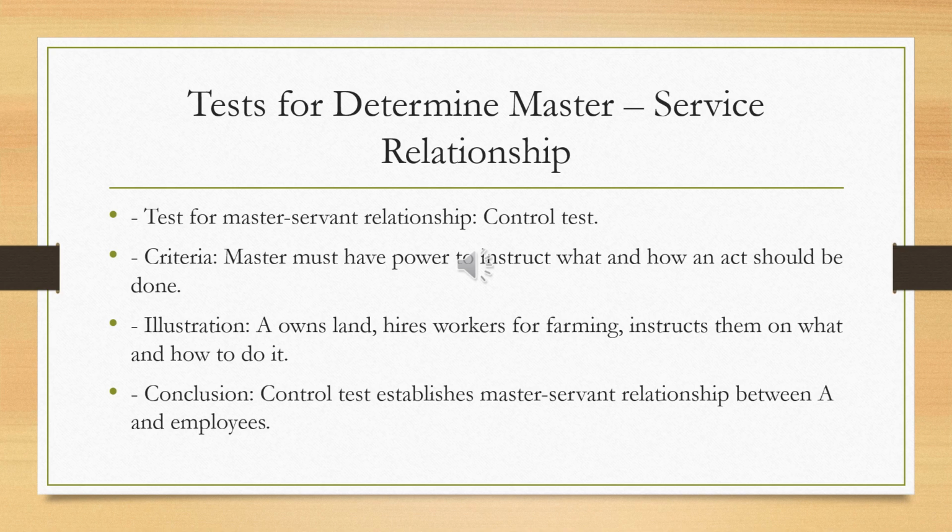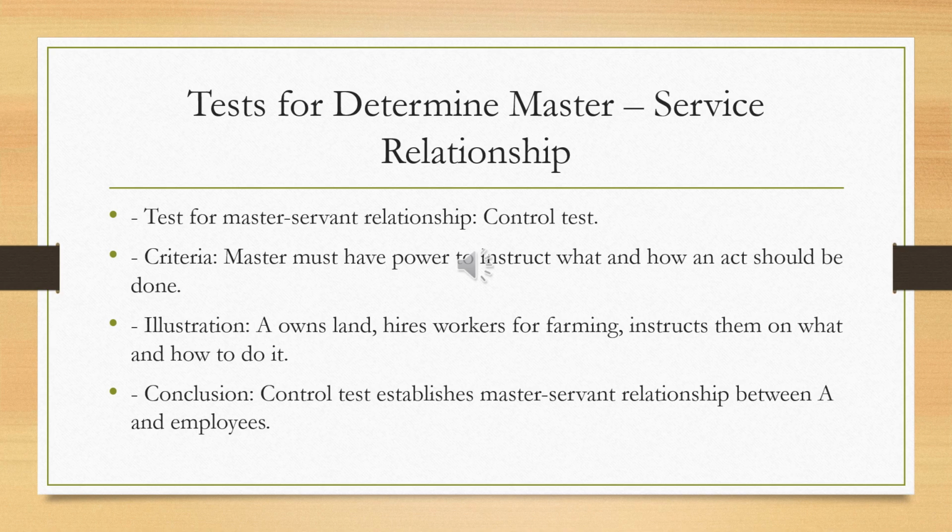Starting with the traditional view or control test, as per this test for determination of the master and servant relationship, it should be seen whether the master has the power to instruct not only what should be done, but also the manner of doing the act. If such power exists, then as per this test, the master and servant relationship exists between the two.